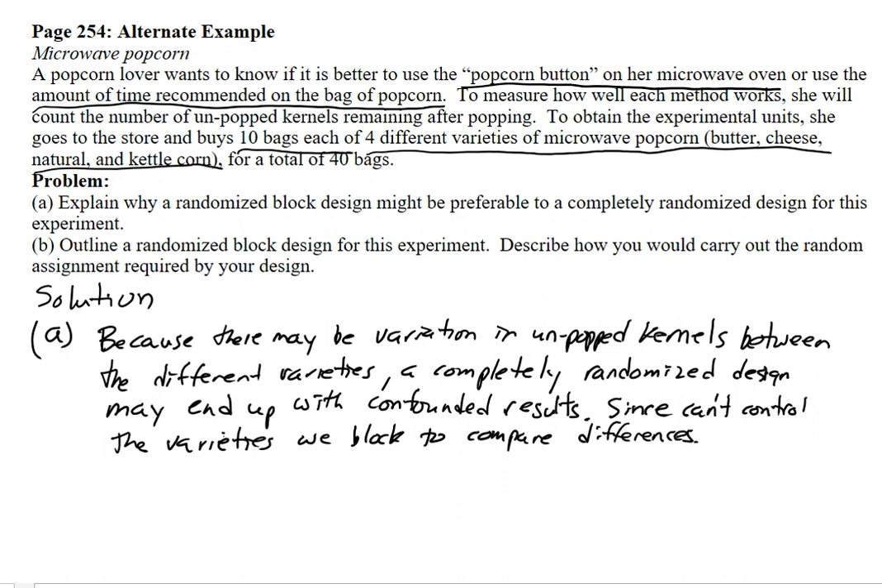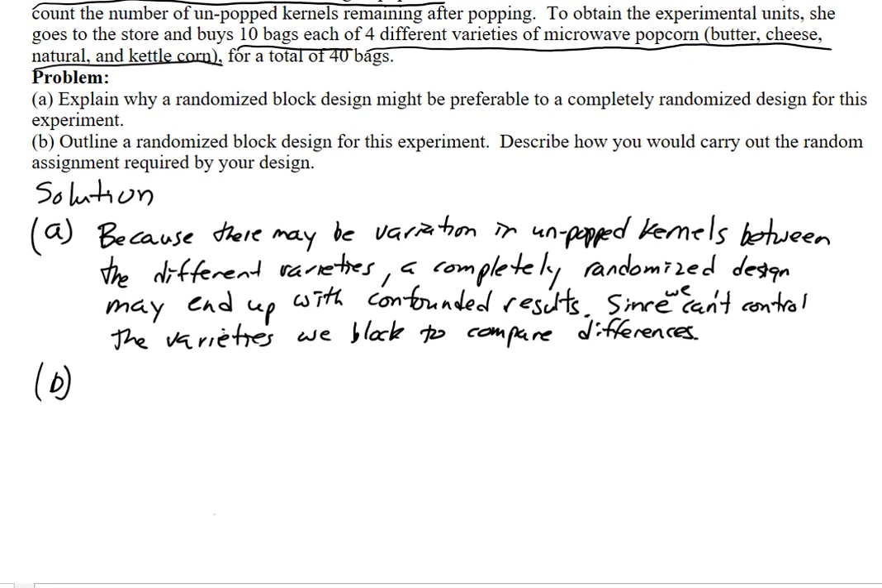Okay. So B, outline a randomized block design for this experiment. Describe how you would carry out a random assignment required by your design. Well, if we're going to do a randomized block design for this experiment, within each group, we have to state that we're going to do it within each block. We should say block and not group. Within each block, number the bags from 1 to 10.